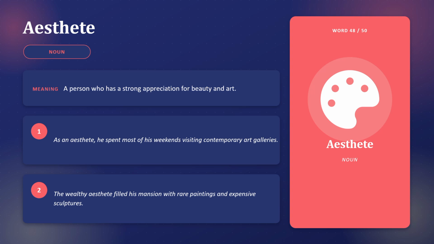Next, aesthete. A person who has a strong appreciation for beauty and art is an aesthete. Next is example. As an aesthete, he has spent most of his weekends visiting contemporary art galleries. Next, the wealthy aesthete filled his mansion with rare paintings and expensive sculptures. Okay, a person who has a strong appreciation for beauty and art is an aesthete.